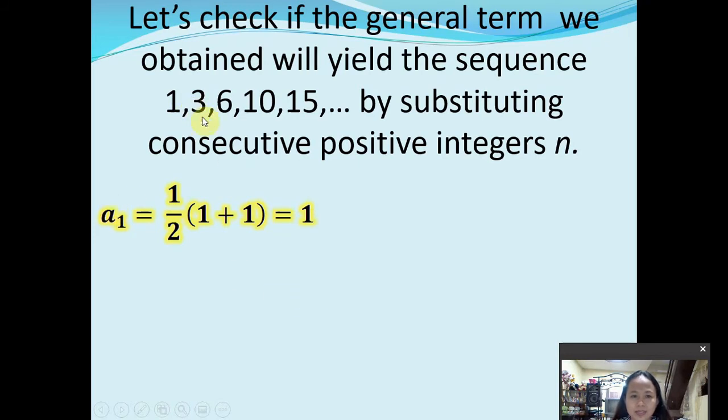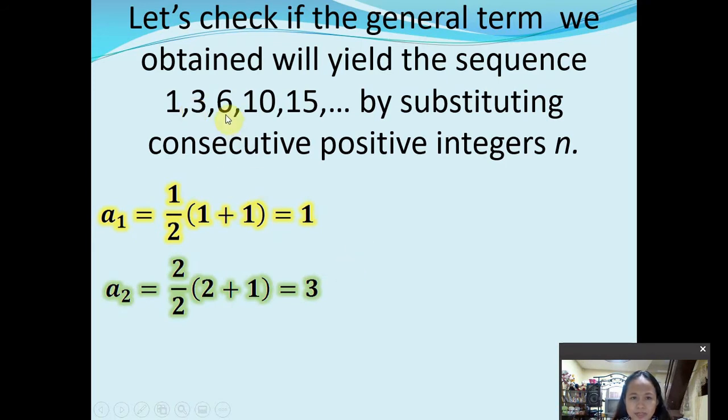For the second term, that is 3. Applying the formula or the nth term, the second term is equal to, this time our n will be replaced with 2 since it's the second term. So our n here again will be substituted by 2. So 2 plus 1, that's 3. 3 times 2 over 2, this is equal to 1. So 3 times 1 is equal to 3. So this is our second term.